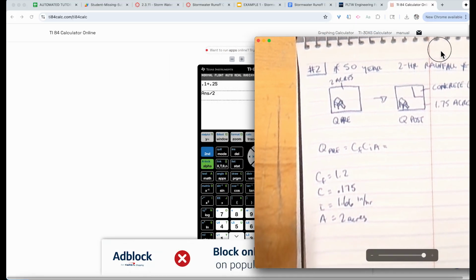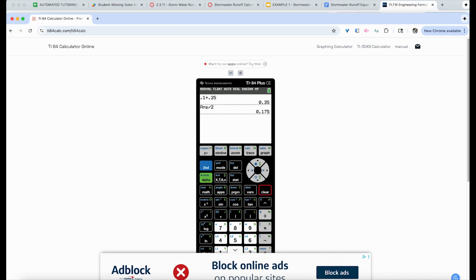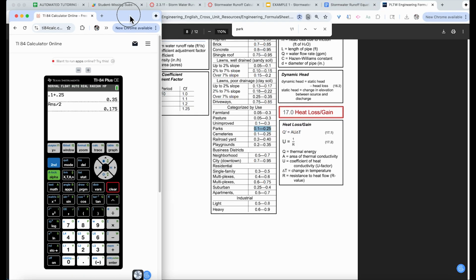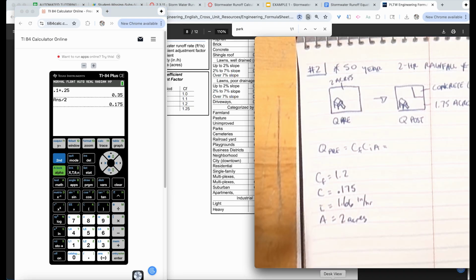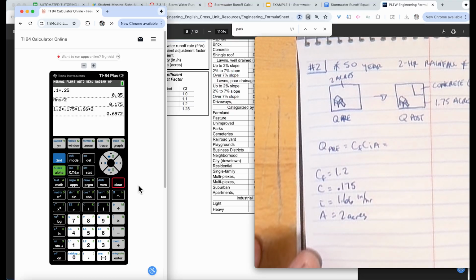And so what we can end up doing is using our good old TI-84. I'm going to pop it out of the window or that tab, and place it right there. Then let's go ahead and do this. So we've got 1.2 times 0.175 times 1.66 times 2. That's going to end up giving us 0.6972.